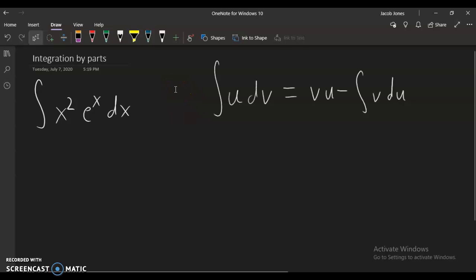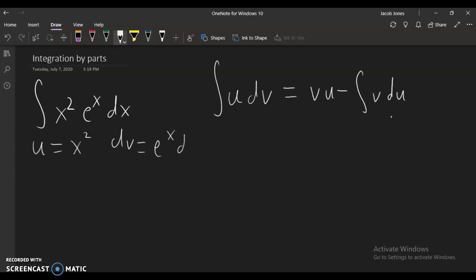You want to pick something to represent your u, and you want to pick something to represent your dv. And so you typically want your u to be something that will break down easily by doing derivatives, because if you'll notice in this formula, we take the derivative of u. So I'm going to pick x squared to be my u, because the derivative of x squared is just 2 times x. You'll get a better understanding of why I picked that the further along we go in this problem. And I'm going to pick my dv to represent e to the x dx.